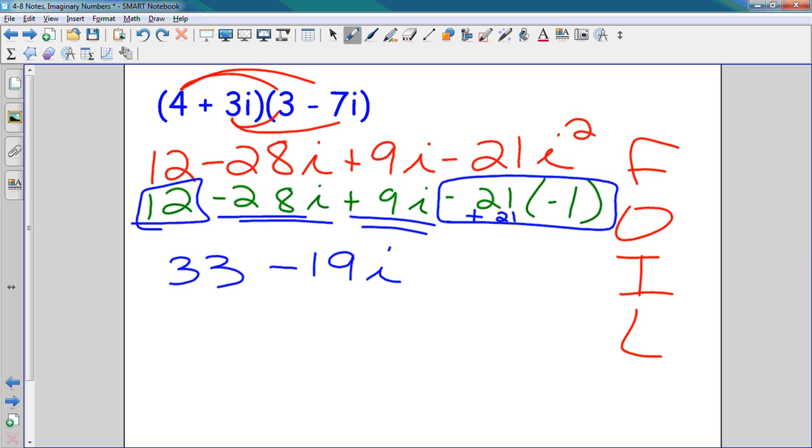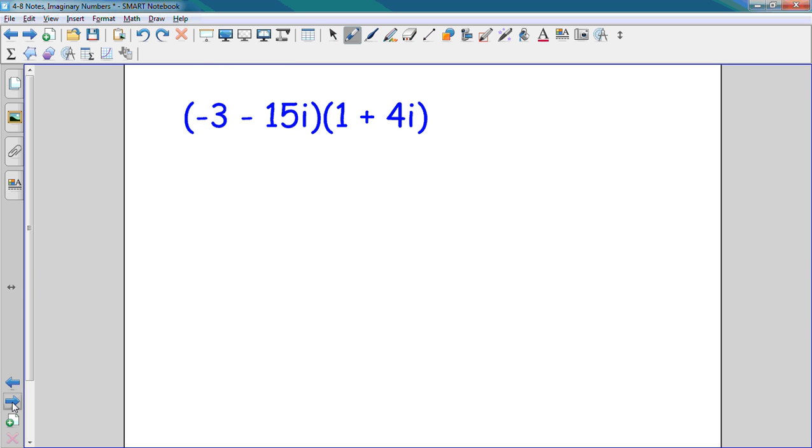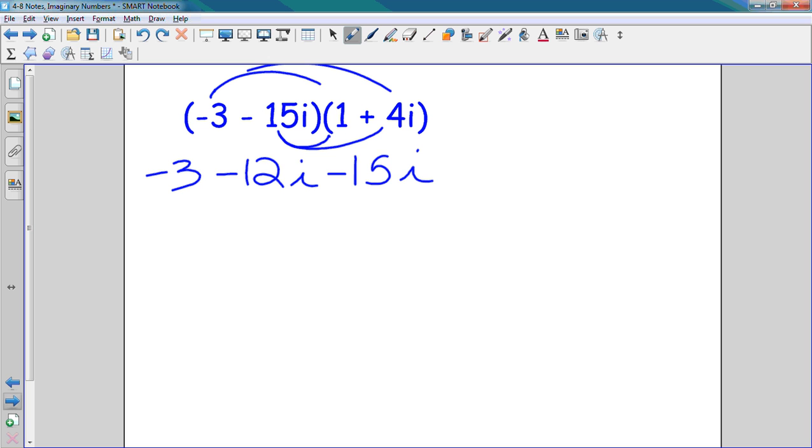Let's do one more of those. This is a little bit harder. FOIL, first, outer, inner, last. So I have negative 3 times 1. Negative 3 times 4i. Negative 15i times 1, negative 15i. Negative 15i times 4i gives me negative 60i squared.